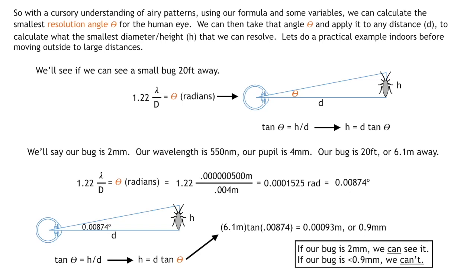So if we then use that theta to plug into our triangle as the angle, we can then solve for the height across any distance d. And in this case, the distance d was 20 feet, or 6.1 meters. Again, make sure that your units are the same. And so plugging in for height, 6.1 meters distance times the tangent of 0.00874 gives us a number of 0.9 millimeters. So if our bug is 2 millimeters, we can see it. If our bug is less than 0.9 millimeters, we can't.